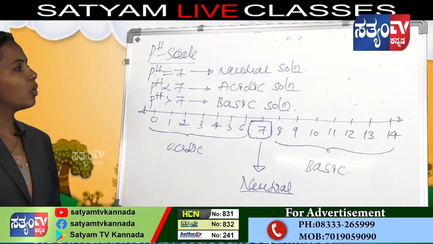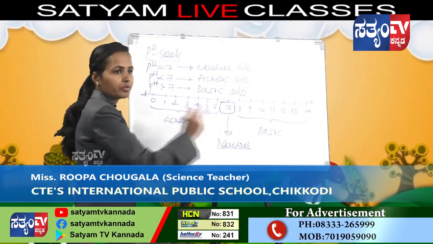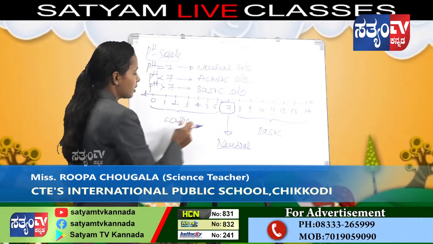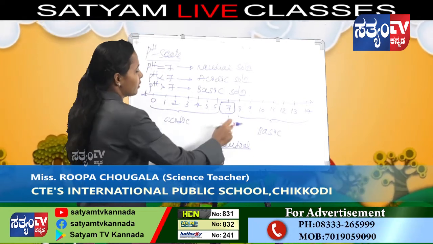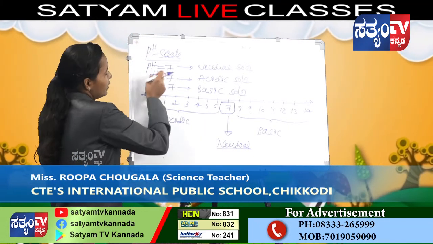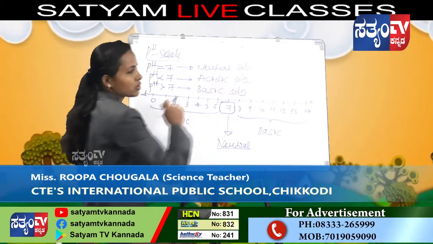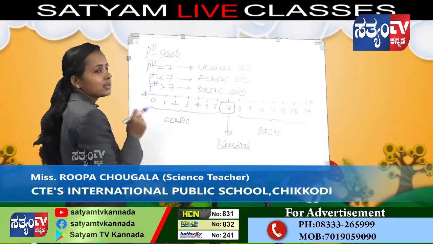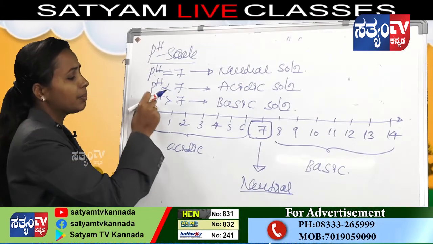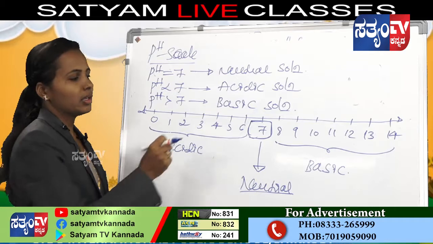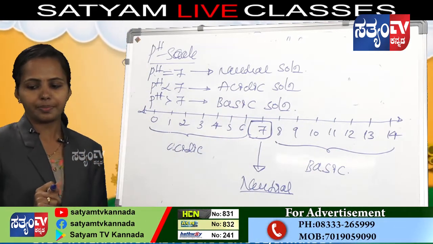Okay, this is about the pH scale. The pH scale contains the values 0 to 14. Values 0 to 6 we call acidic, 8 to 14 we call basic, and the middle one, 7, we call neutral. A pH equal to 7 means the solution is a neutral solution. A pH less than 7, meaning 0 to 6, is an acidic solution, and a pH level greater than 7, meaning 8 to 14, is a basic solution.